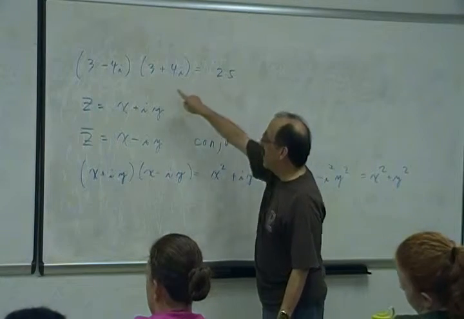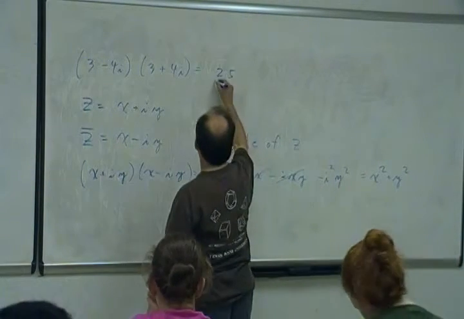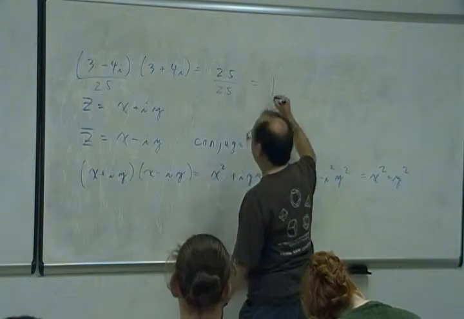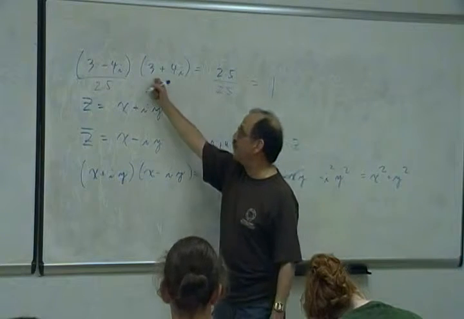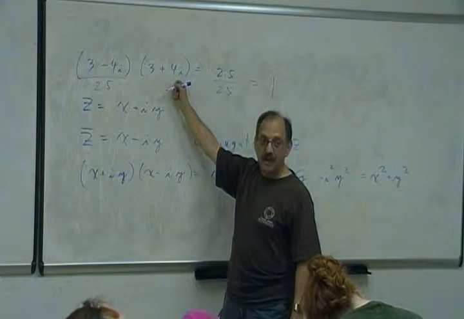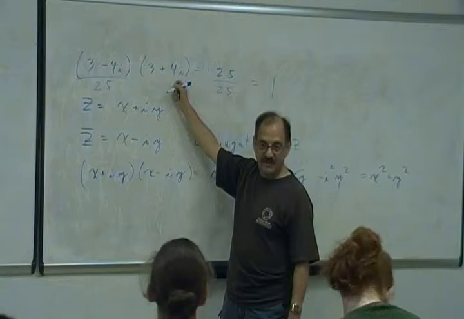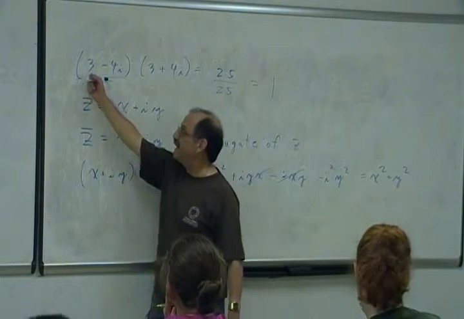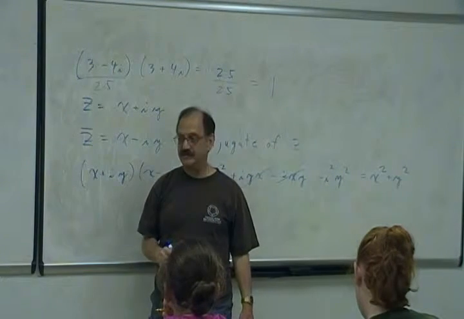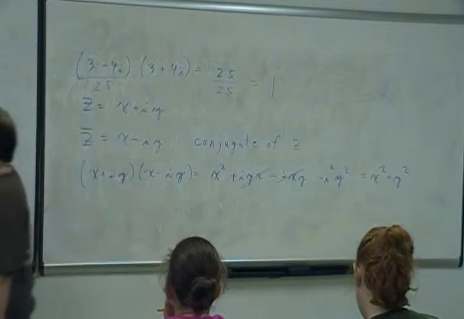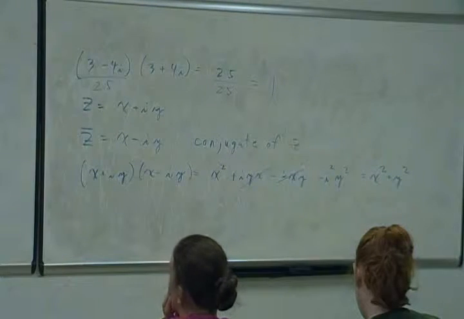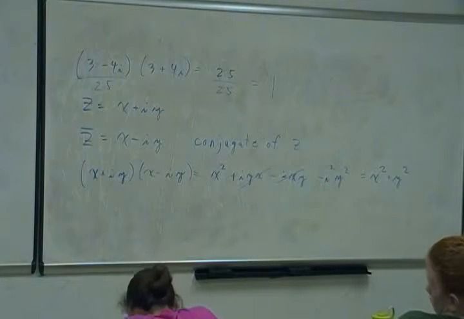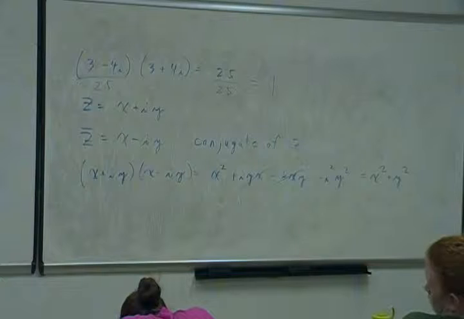25. If I divide both sides of this equation by 25, I get 1. What do I multiply 3 plus 4i by in order to get 1? 3 minus 4i over 25. And what is 25? It's 3 squared plus 4 squared. So this reciprocal is 3 minus 4i over 3 squared plus 4 squared. That is the reciprocal.